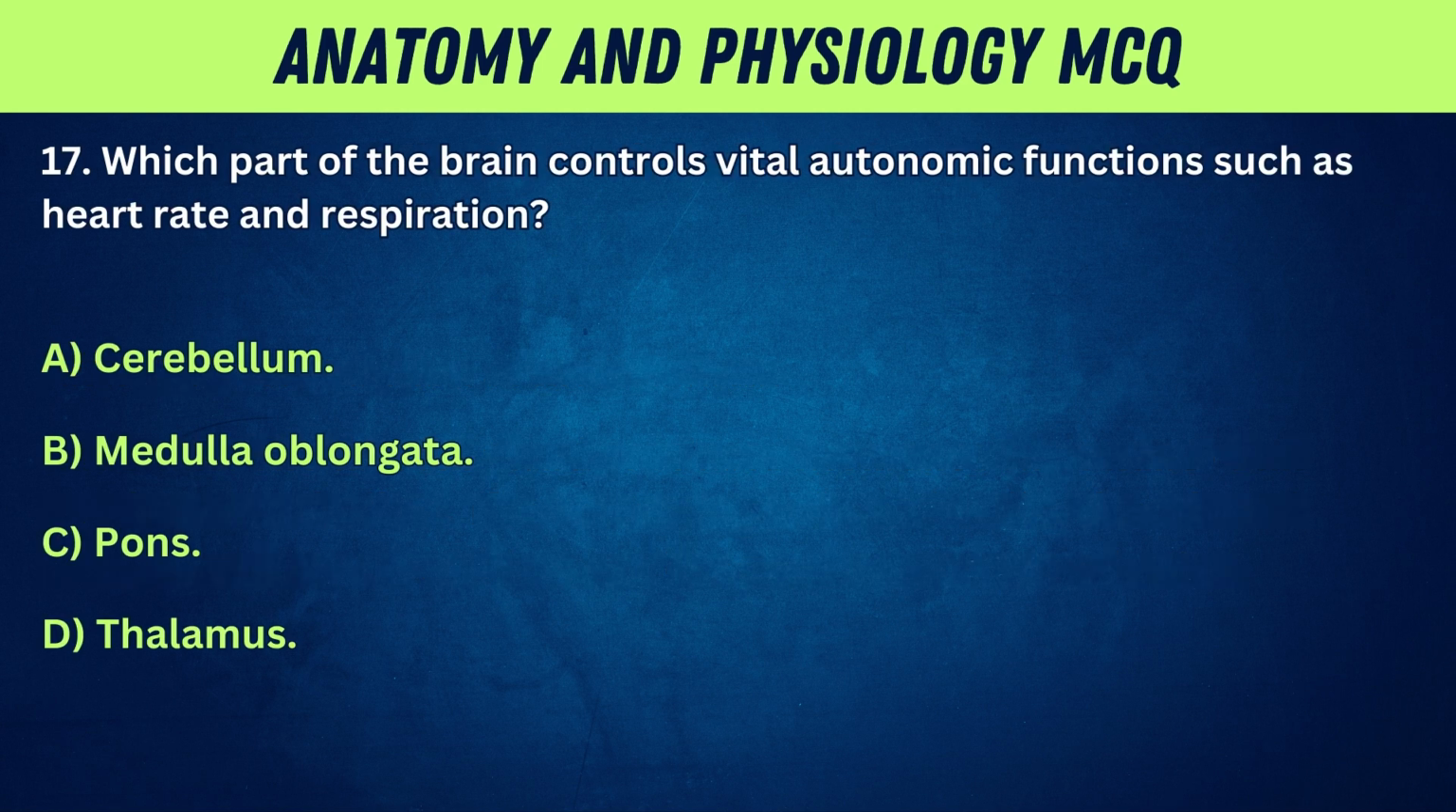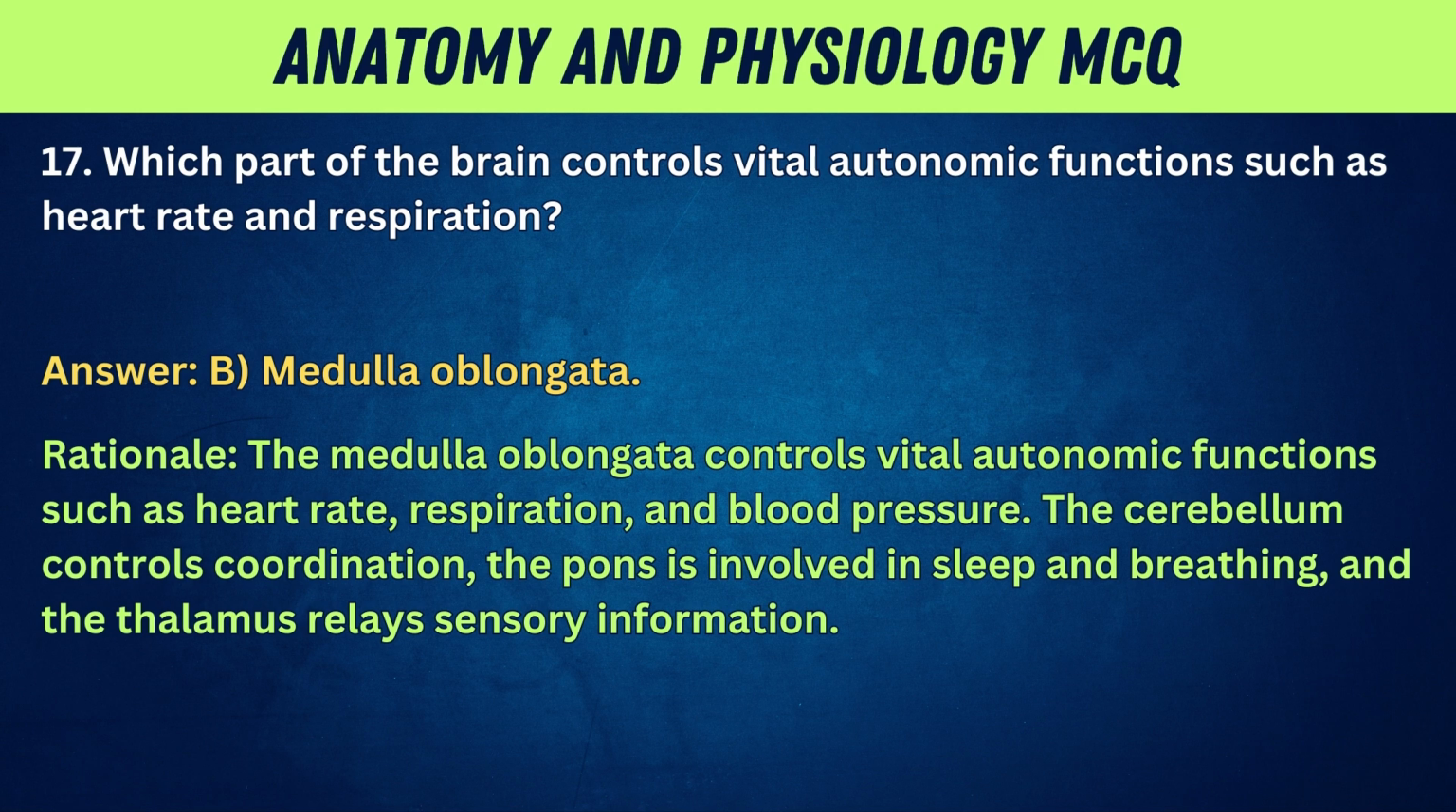17. Which part of the brain controls vital autonomic functions such as heart rate and respiration? A. Cerebellum. B. Medulla oblongata. C. Pons. D. Thalamus. Answer: B. Medulla oblongata. Rationale: the medulla oblongata controls vital autonomic functions such as heart rate, respiration, and blood pressure. The cerebellum controls coordination, the pons is involved in sleep and breathing, and the thalamus relays sensory information.